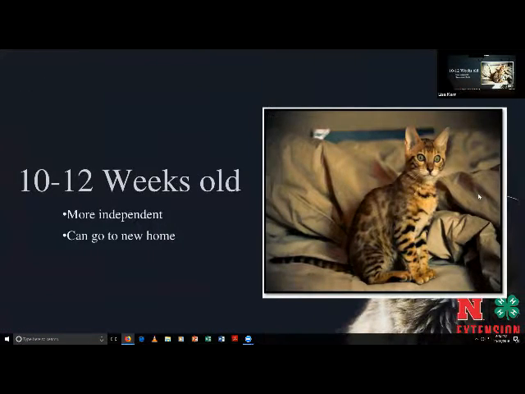And then we get to 10 to 12 weeks old where they are super independent, and this is the best time to go to a new home. Hopefully by this time they've been socialized plenty. They know how to eat their own solid food and can go in the litter box as need be. But generally they recommend you wait until this time to give kittens away.